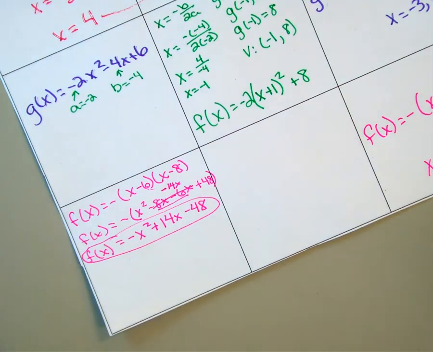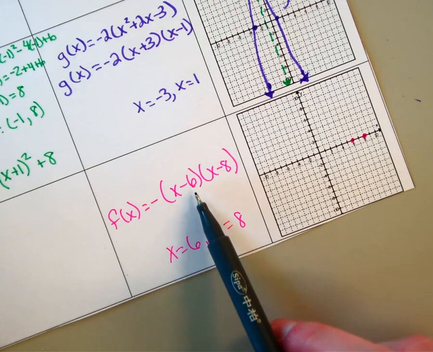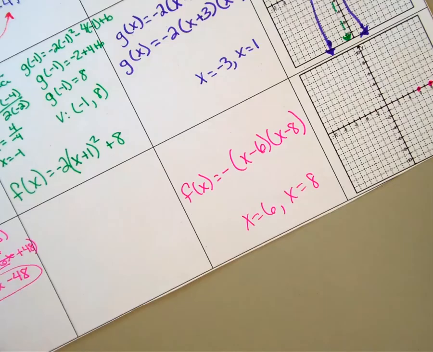So again, standard form doesn't really do a whole heck of a lot for us. We could type it in the calculator, but also you could have typed it in factored form to get your table of values as well. Both of them are fine.